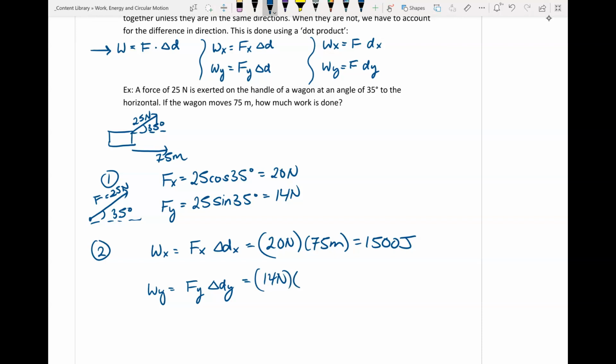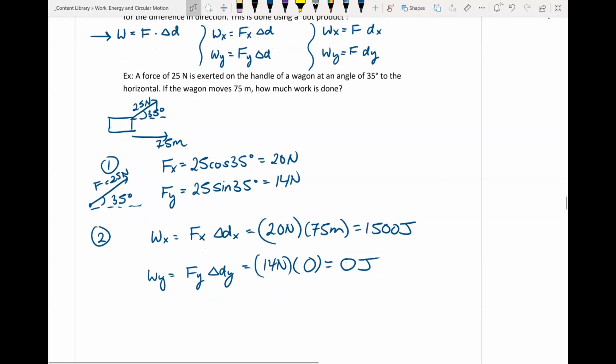Well, this wagon is not going to float up in the air, nor is it going to sink down to the earth. So our y displacement is just going to be 0 since it's not moving up and down. This means there is 0 work being done on our wagon in the y direction. So then our final answer is just going to be Wx. There is only one direction to worry about, and it was the horizontal direction.